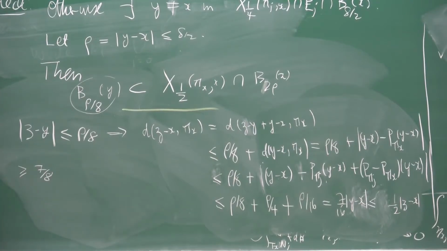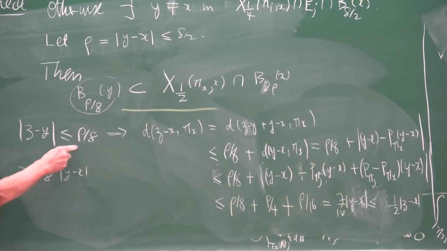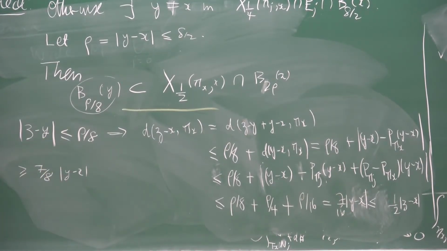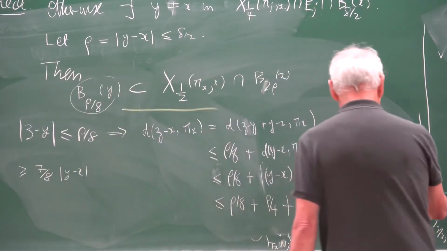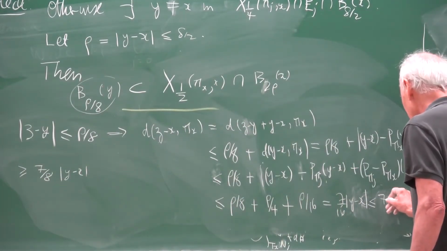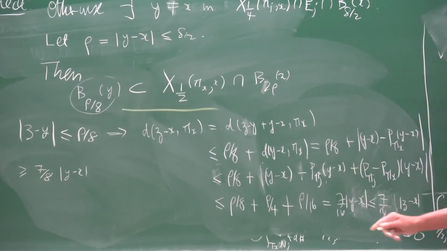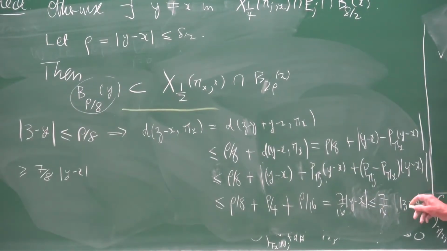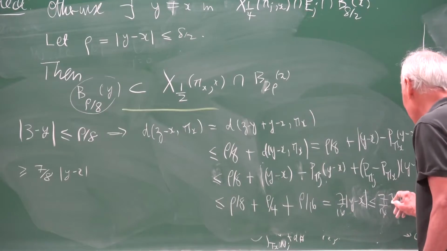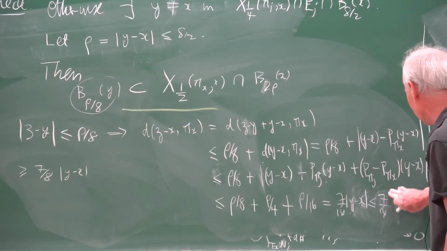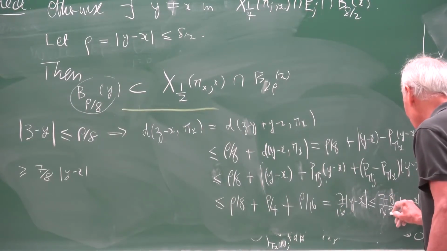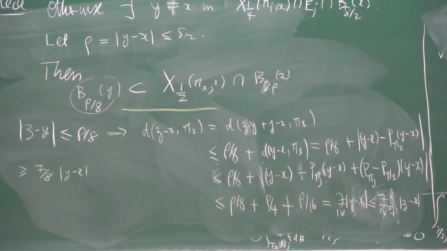z minus x is bigger than or equal to 7/8 of y minus x, because y minus x is equal to rho. See? By the triangle inequality, this implies that. 7/8. So I get 7/16. One should never have to do this. It's too embarrassing. Times 7/8, times 8/7. Look at that. That's 1/2. Wow.